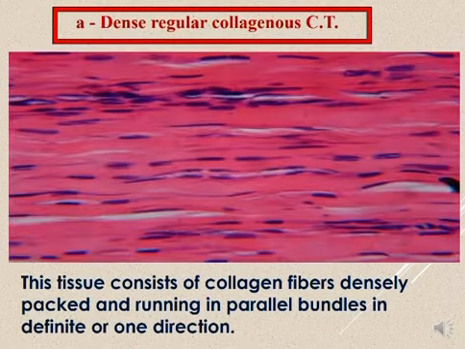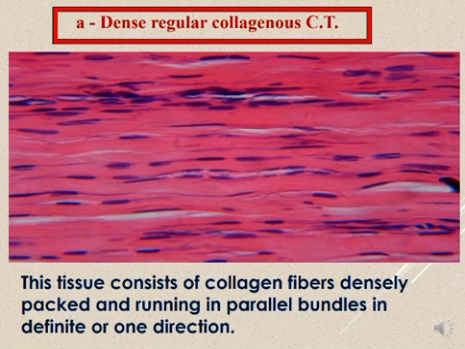Dense regular collagenous connective tissue. Now, this tissue consists of collagen fibers, which are densely packed and running in parallel bundles in one direction. مثل ما نلاحظ هذه هي البندلز كلها عبارة عن كولاجين فايبرز اللي تكون باتجاه واحد بشكل بندلز متوزعة parallel to each other.